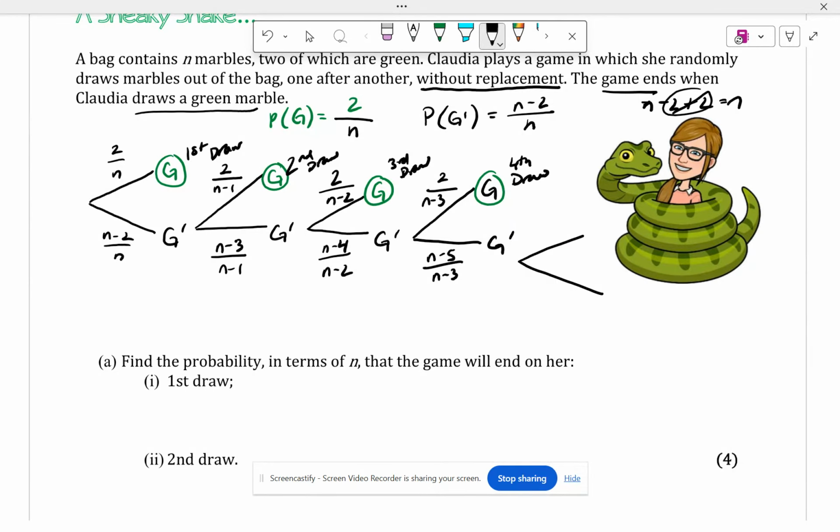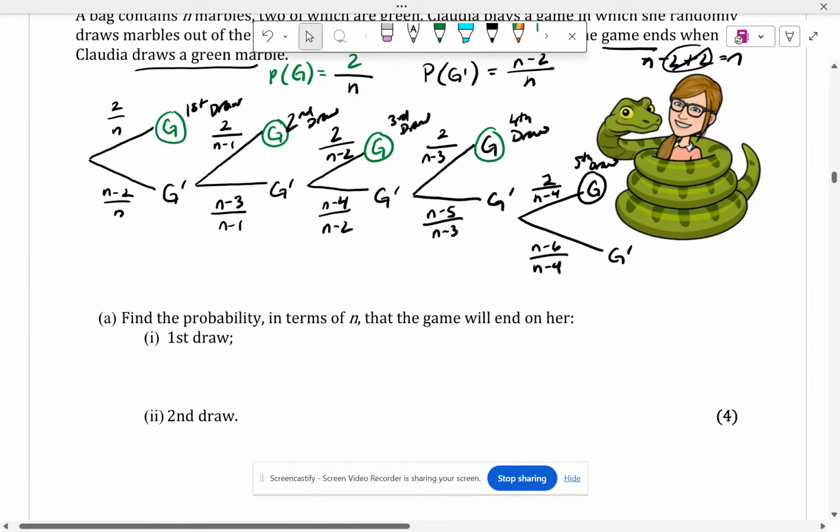Yay! Fifth draw. Okay, he would terminate here. Fifth draw. That's 2 over n minus 4. And this one is n minus 6 over n minus 4. I'm not going to go any further because they're not asking me about ones that are any further.